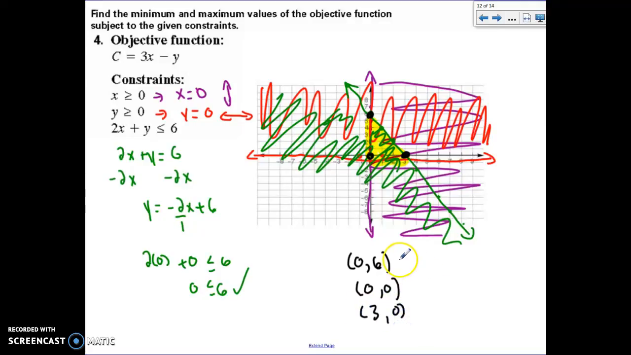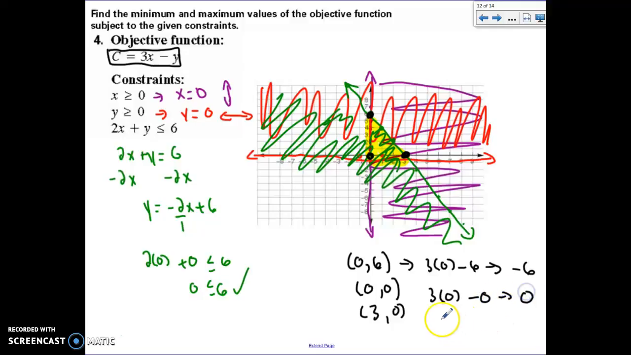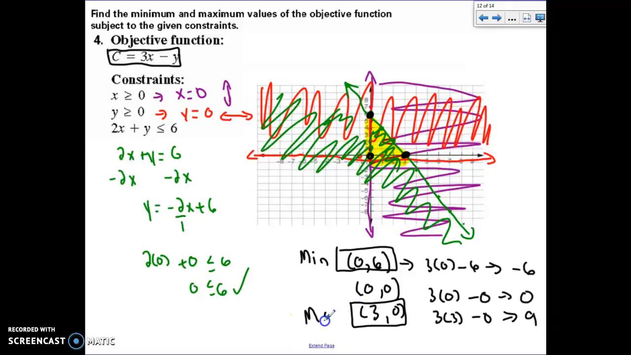And what I'm going to do with each of those is plug it into my objective function. So I'm going to do 3 times 0 minus 6 gets me negative 6. 3 times 0 minus 0 gets me 0. And then 3 times 3 minus 0 gets me 9. So negative 6 is my smallest, so that means that (0, 6) is your minimum. And then (3, 0) is your max, because it gave me a maximum of 9.